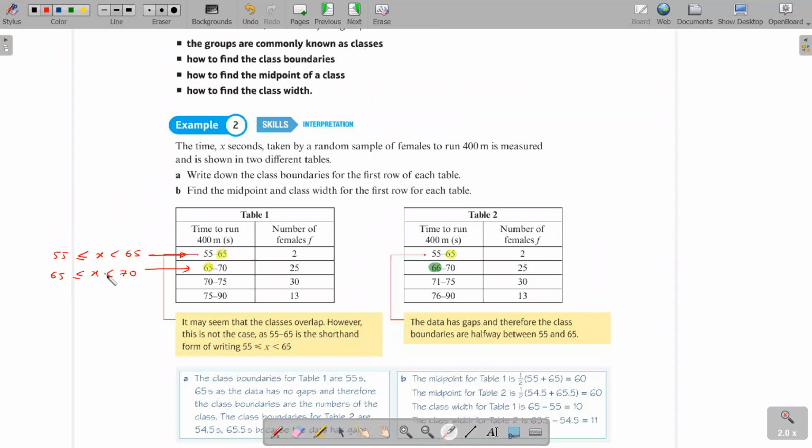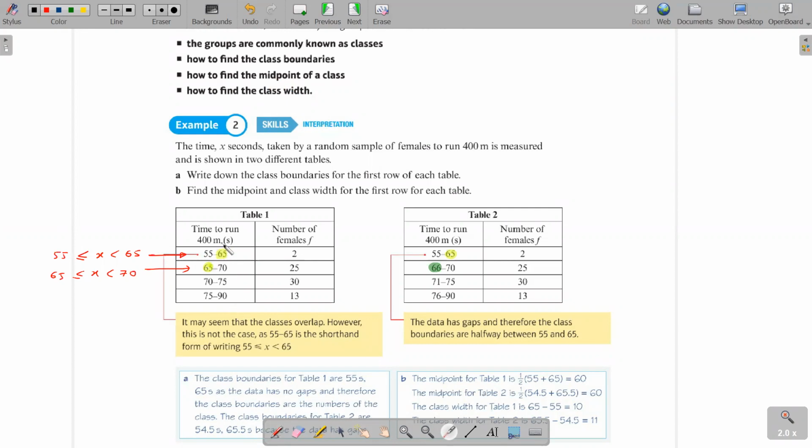So in this case, your class boundaries are correctly given: 55 and 65, 65 and 75. These are the class boundaries. Getting the midpoint is quite easy. What do you have to do to get the midpoint? The midpoint of each class, you add the two values and divide by 2. So 55 plus 65, add and divide by 2. Midpoint is 60.